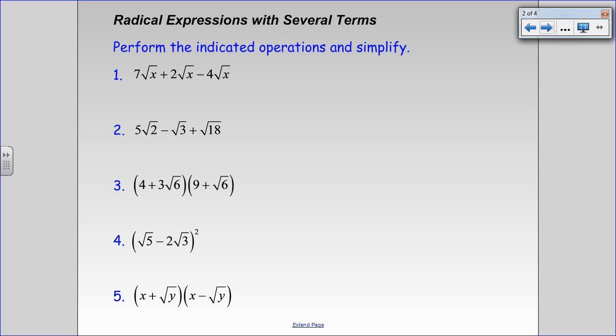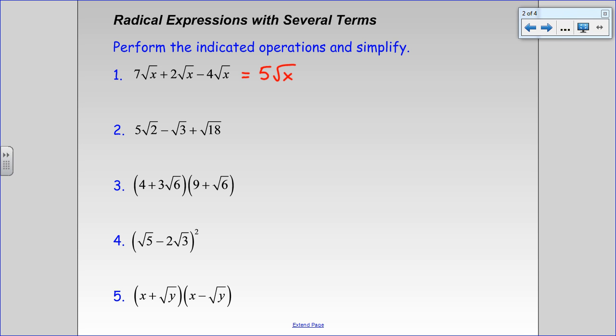Now let's apply these same processes to radical expressions containing several terms. In problem 1, we have 3 terms. All of them contain the same radical, the square root of x. So we can combine them by simply adding 7 plus 2 plus -4. And we have the answer 5 times the square root of x.